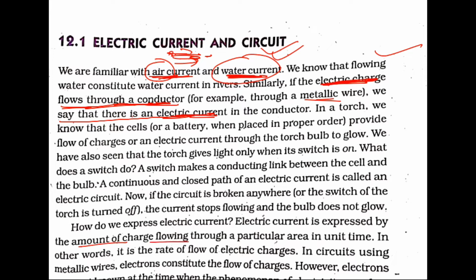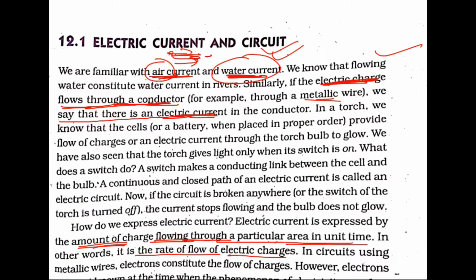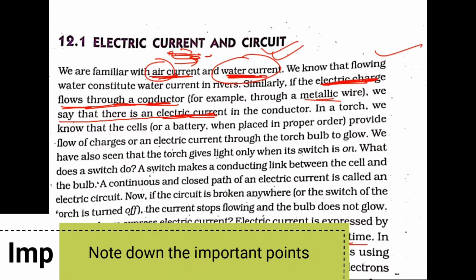If you are asked for the definition in the exam, you can write: amount of charge flowing through a particular area in a unit time. Or you can simply write: it is the rate of flow of electric charges. So if they ask what electric current is, you can write either of these.